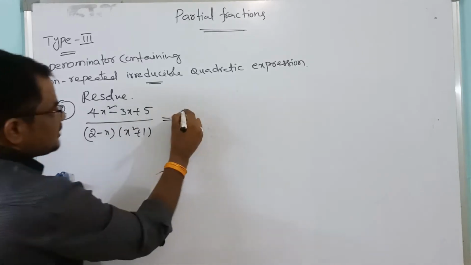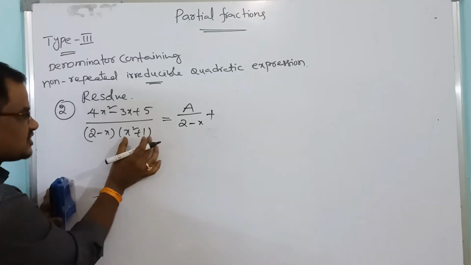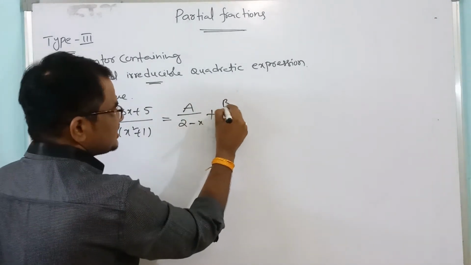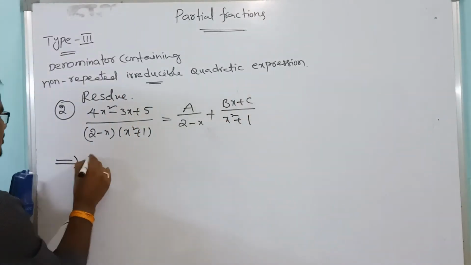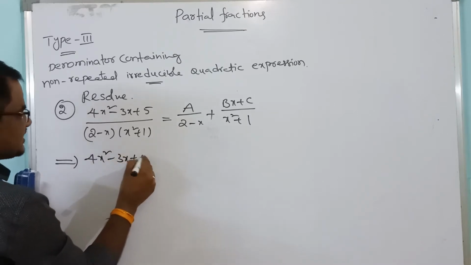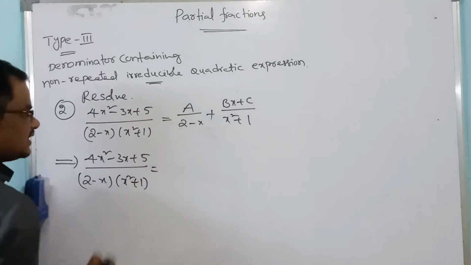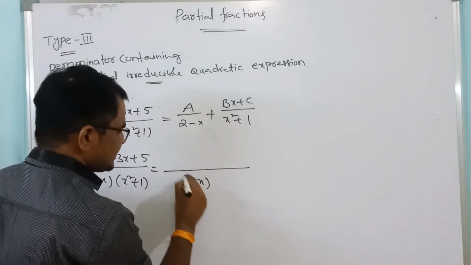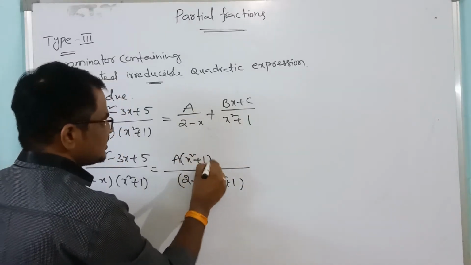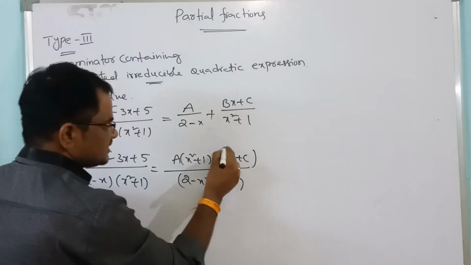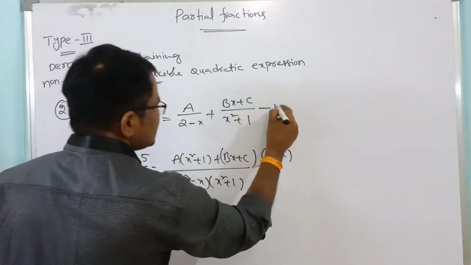So this can be written as, linear means constant by linear, plus linear by quadratic expression, that is a by (2 minus x) plus (bx plus c) by (x square plus 1). After that, same procedure: (4x square minus 3x plus 5) divided by (2 minus x) into (x square plus 1). So here LCM is (2 minus x) into (x square plus 1). Here a into (x square plus 1) plus (bx plus c), take the bracket for this one, into (2 minus x). Now this is equation number 1.